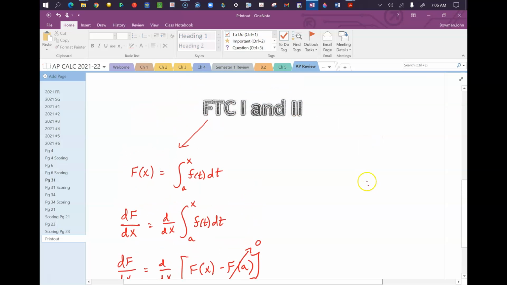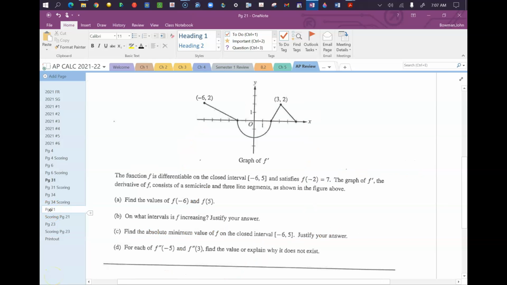The second part, which we kind of basically looked at right there, is the evaluation part. And the evaluation part simply says that if we have an integral from a to b of f of t dt, it's equal to the antiderivative of f evaluated at b minus the antiderivative of f evaluated at a. So let's take a look at how the College Board asks questions related to that.